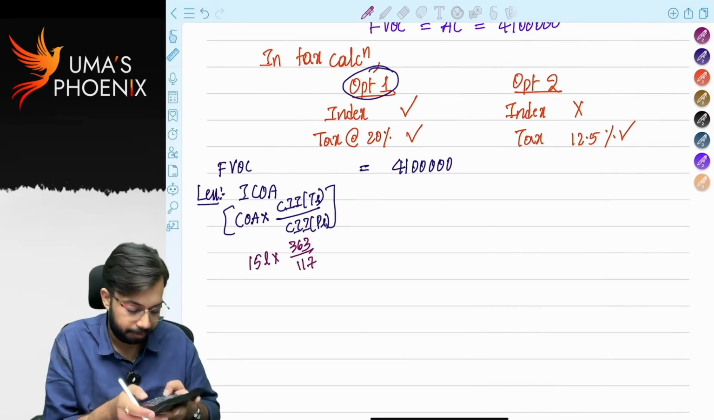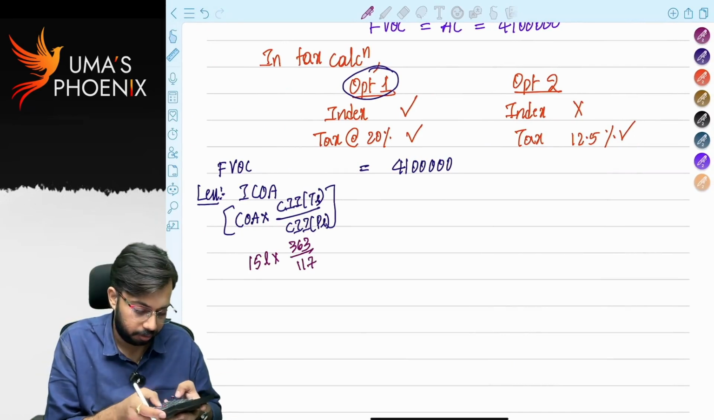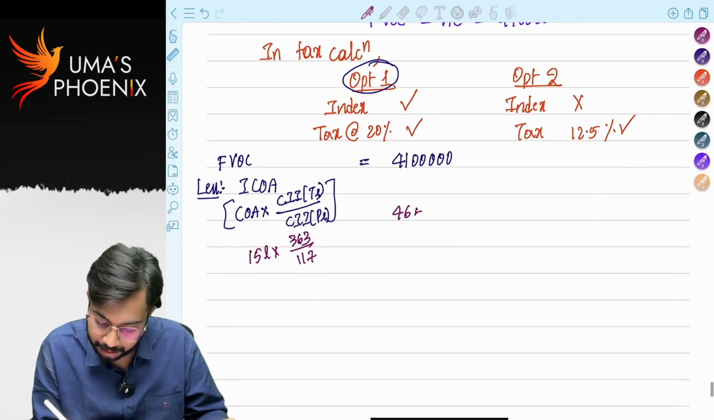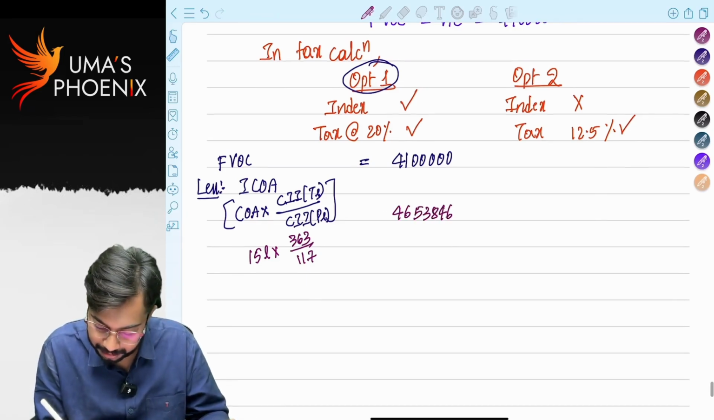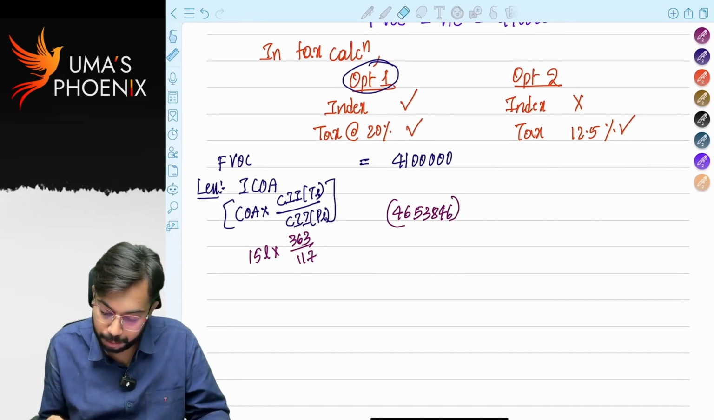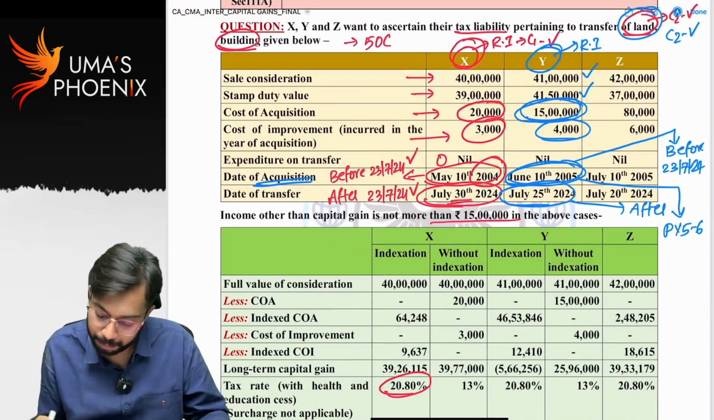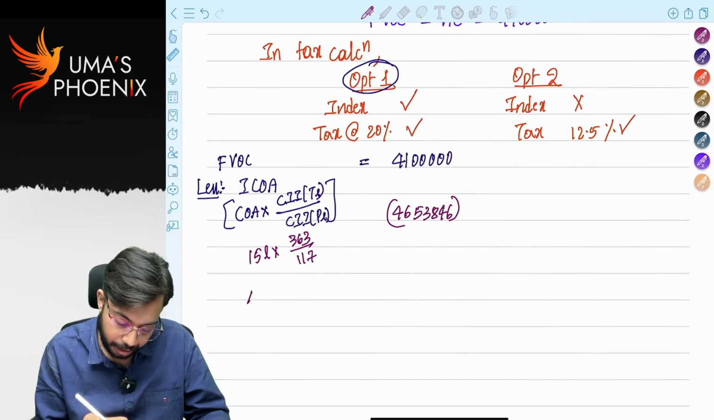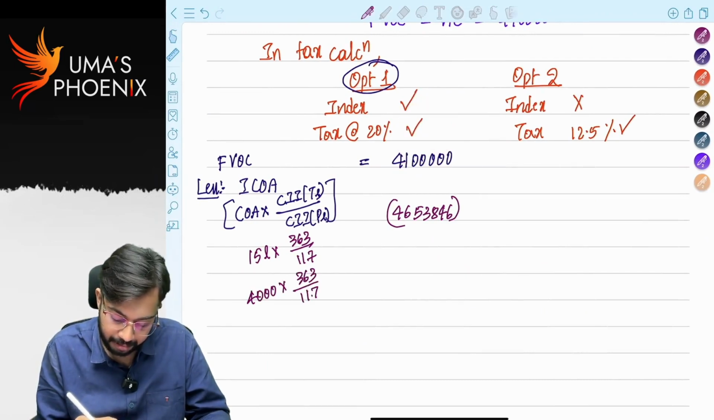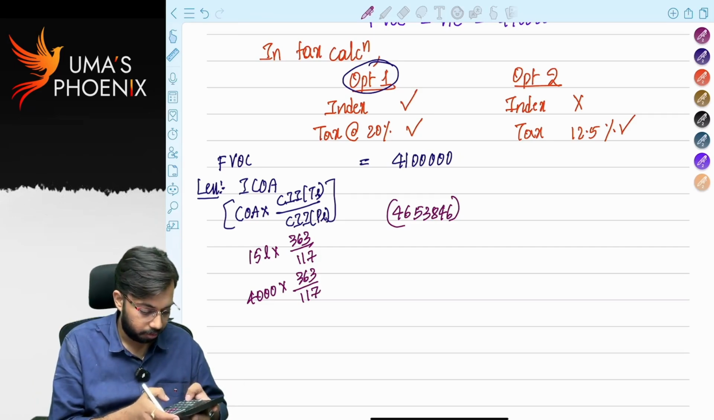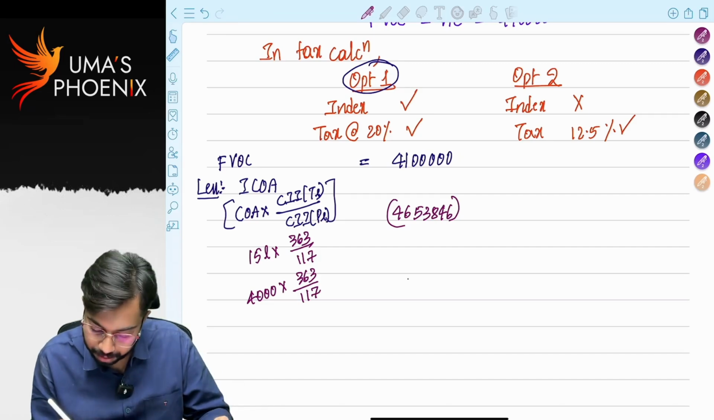How much? 46 lakh 53,846. There is cost of improvement also, right? How much is the cost of improvement? 4,000. So 4,000 into 363 divided by 117 gives 12,410.